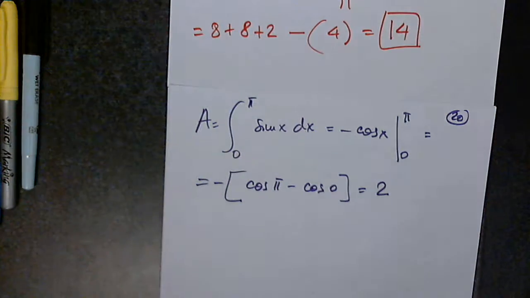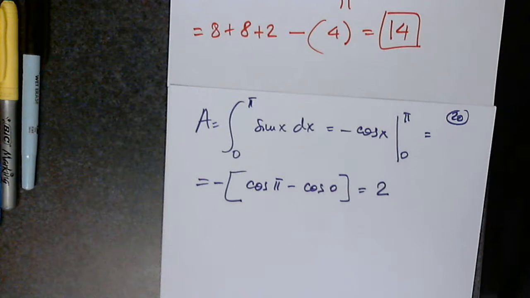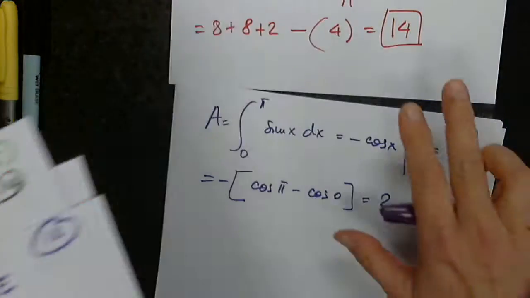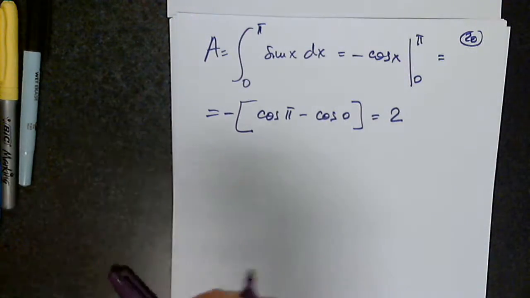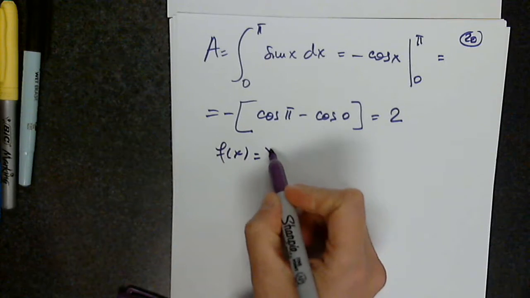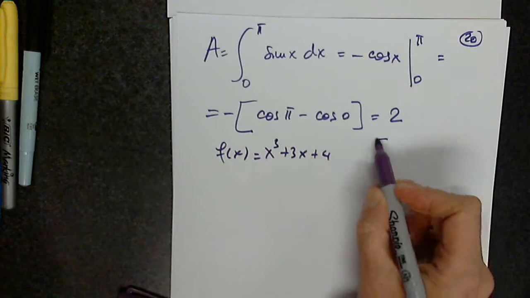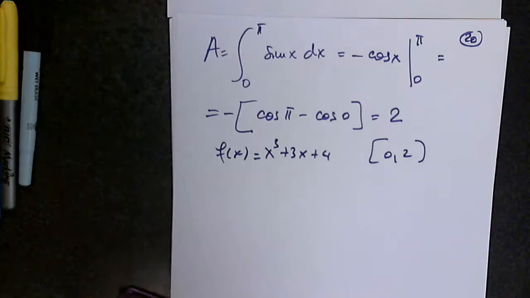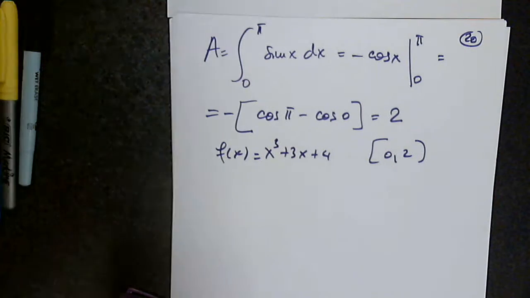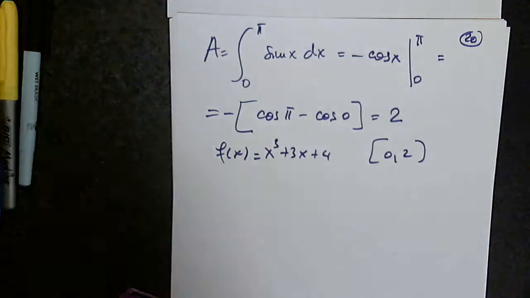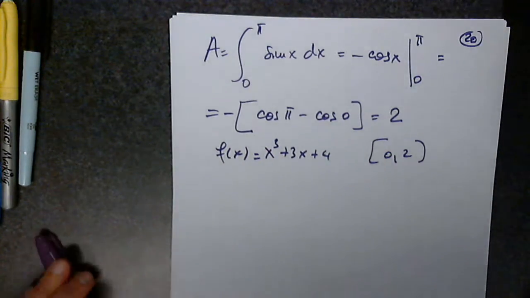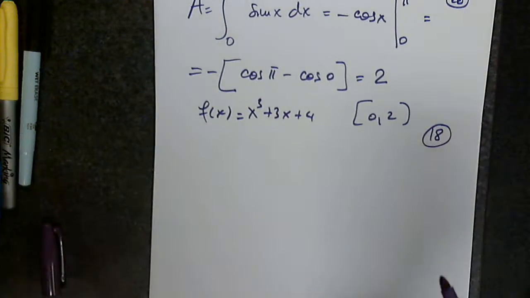Very good. And I think we chose one more function at the beginning. What was the first function we chose? So we can check that as well. Oh, yeah, we did the Riemann sum on x cubed plus 3x plus 4. So the function is f of x equals x cubed plus 3x plus 4. The interval was 0 to 2. And our answer was, 5 pages later, 18. Okay, so we got 18 before.